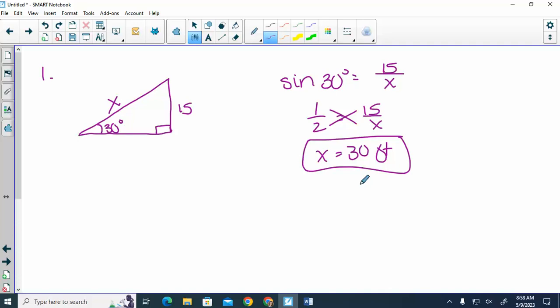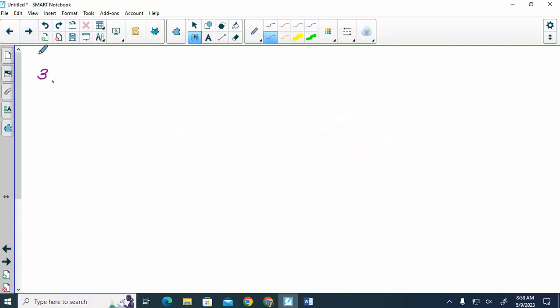Is that one all right? This one, number 3. So we have a right triangle ABC. C is the right angle. Angle A is 43 degrees. Side C is 80 centimeters. And we need to find side B.